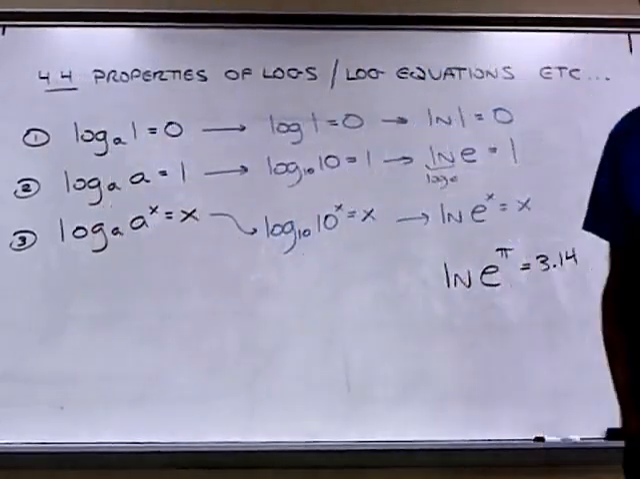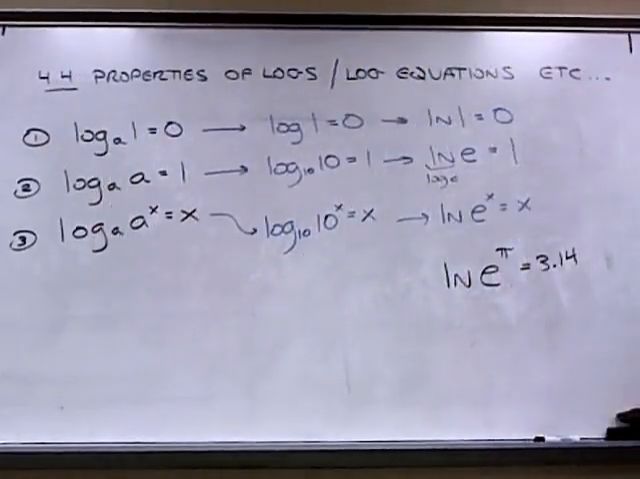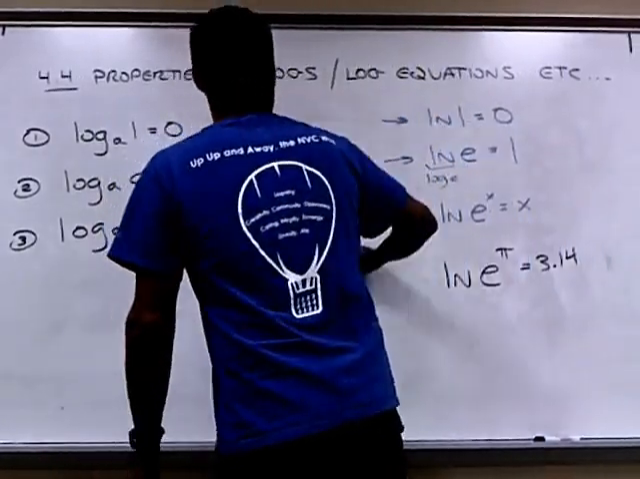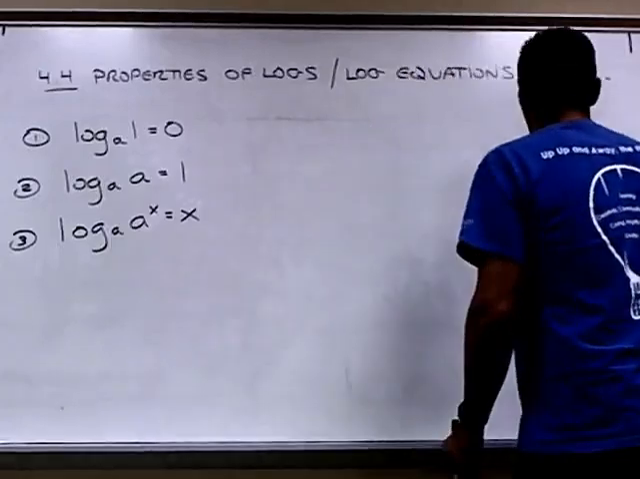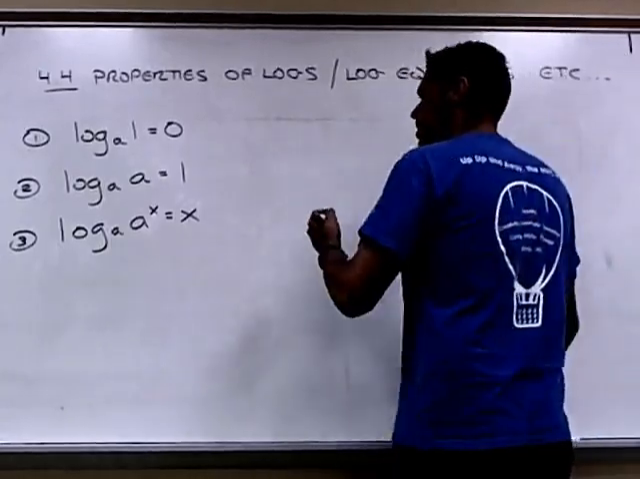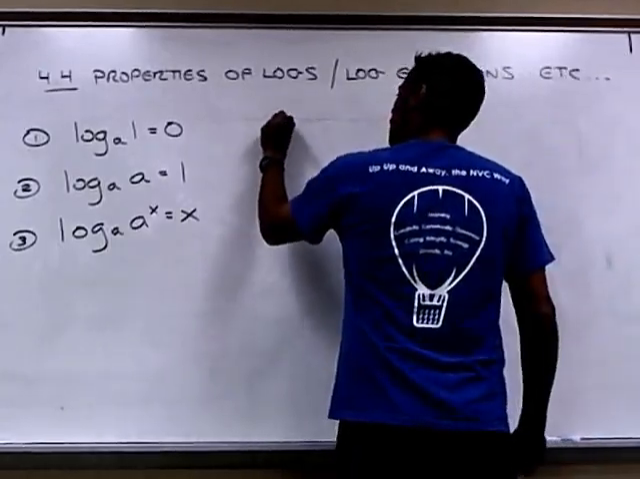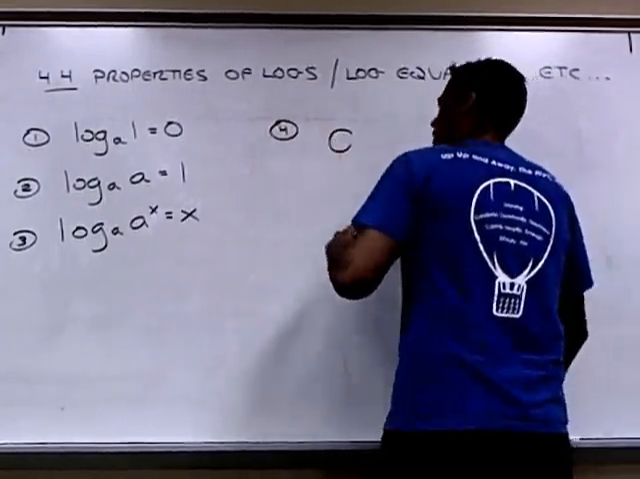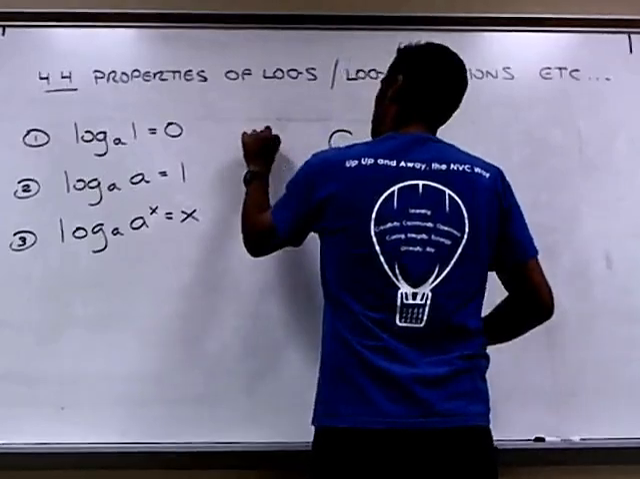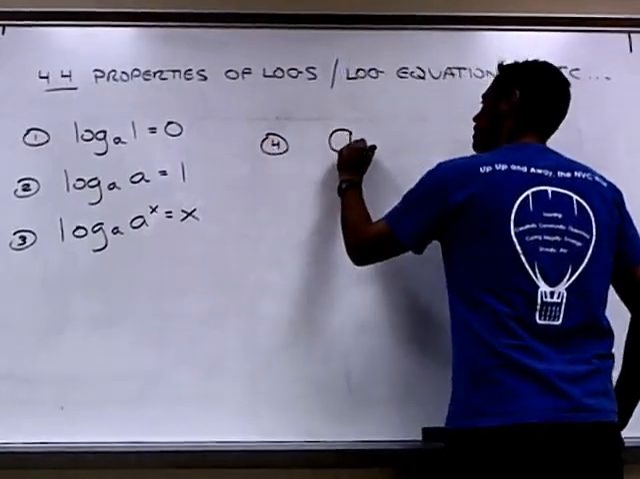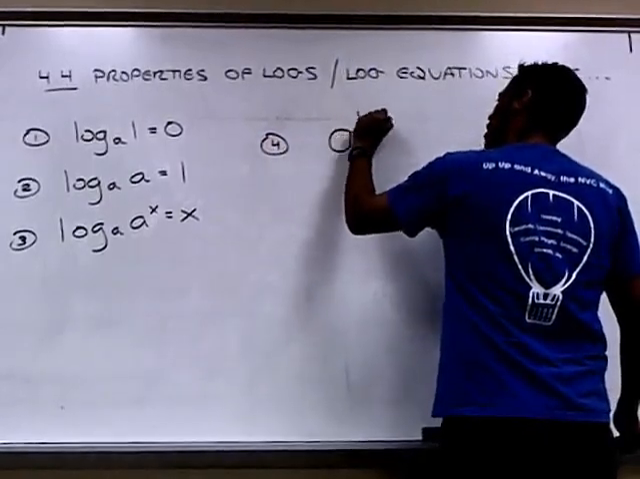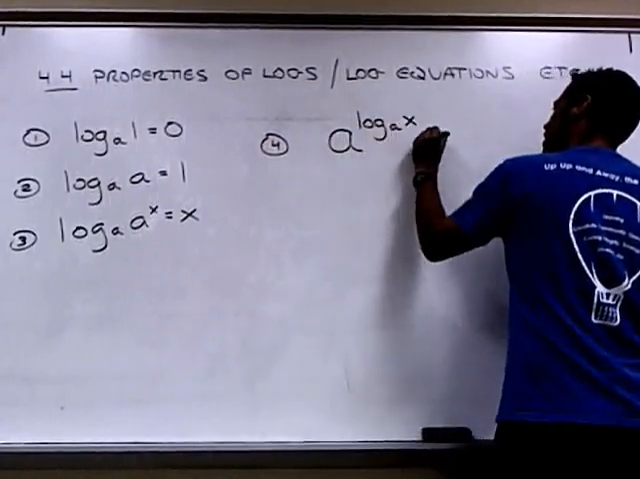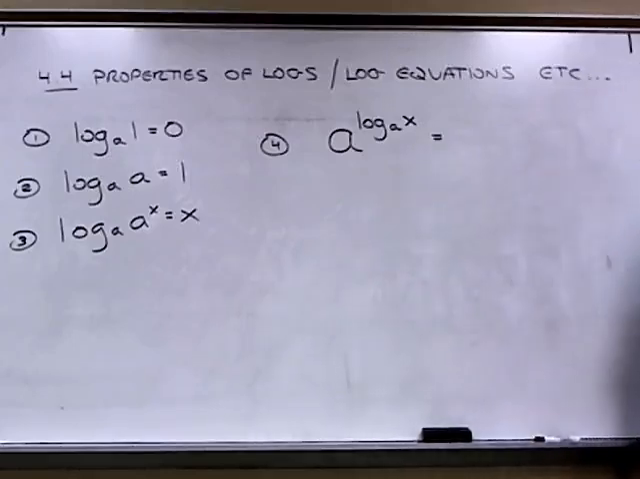You ready to move on? We have another property that's not up here, so I'm going to write our fourth property. Our fourth property is this: a raised to the log base a of x equals something.